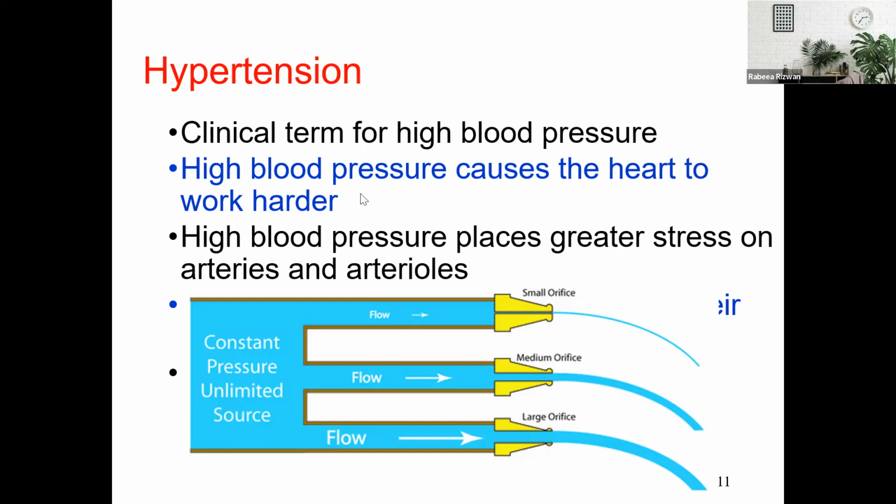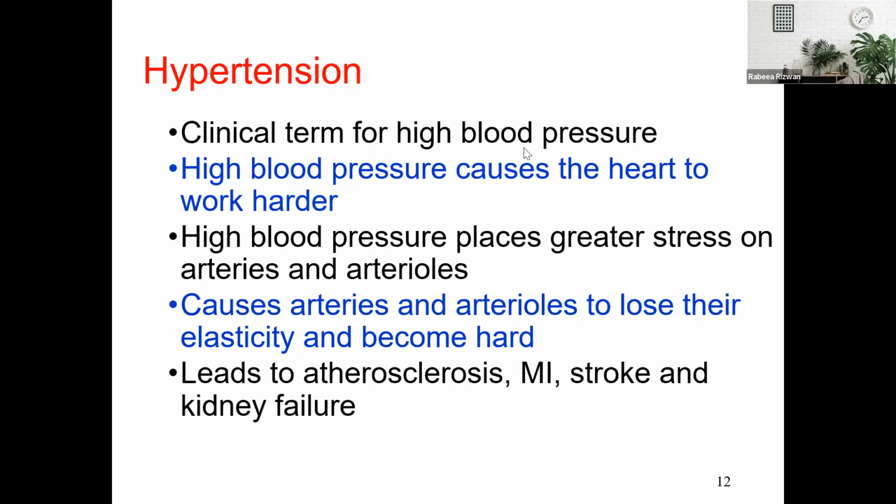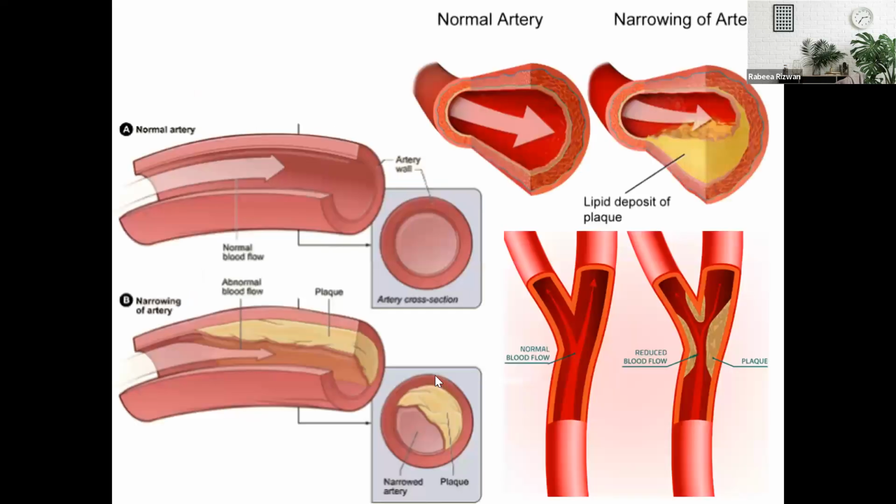High blood pressure causes the heart to work harder. Why? Because an obstruction in the arteries or valves places greater stress on the arteries, and they have to work harder. Sometimes the heart stops working, or it becomes hypertrophic, increasing in size to manage its function. And if hypertension is not treated, managed, or prevented, it can lead to further worsening of cardiac ailments. It can lead to myocardial infarction, stroke, atherosclerosis, or kidney failure.